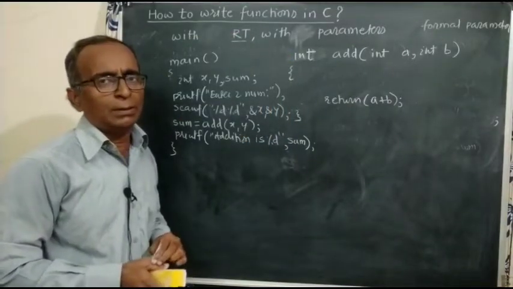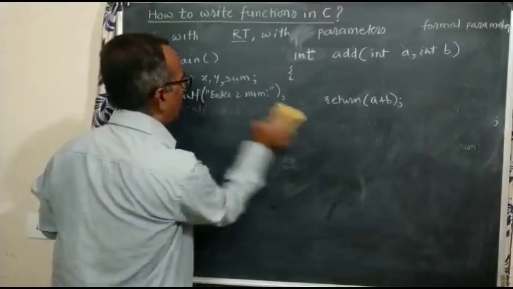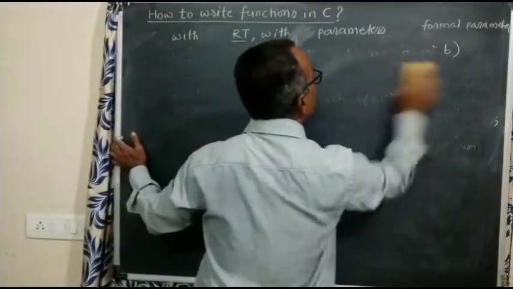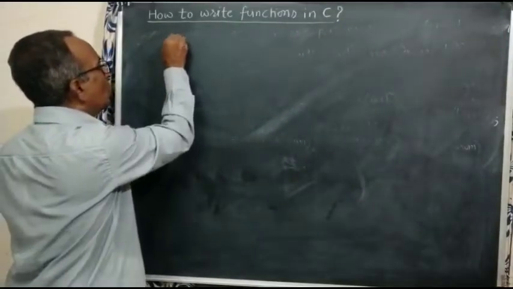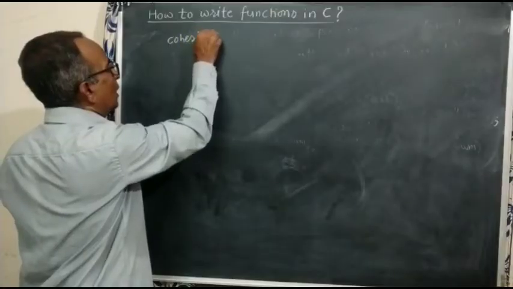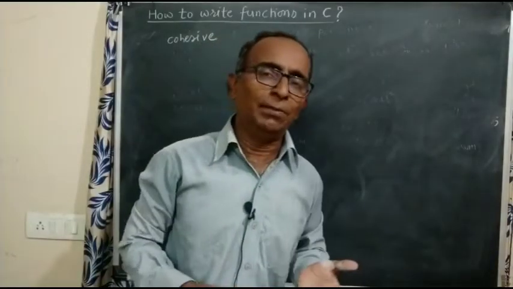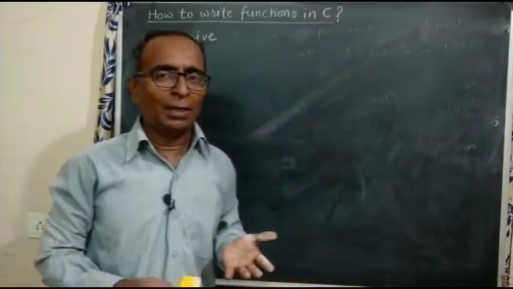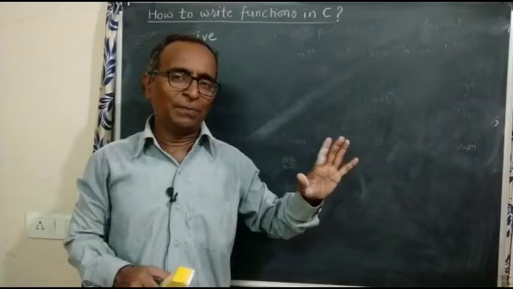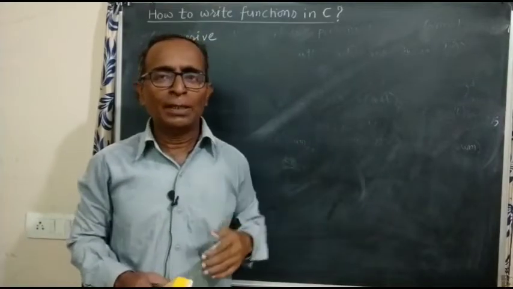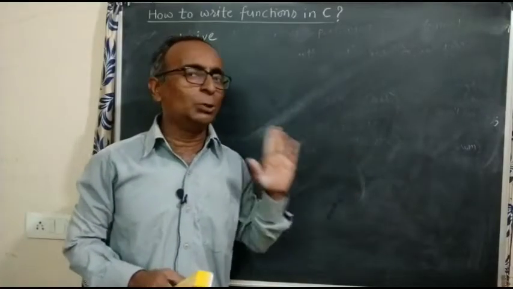Whenever you write functions, keep in mind that it should be cohesive. Cohesive function means it should do whatever task is given. It should not do other tasks. Whenever I am saying add two numbers, that function should add only. It should not read, it should not print output. It should only process, that addition of two numbers should be done.